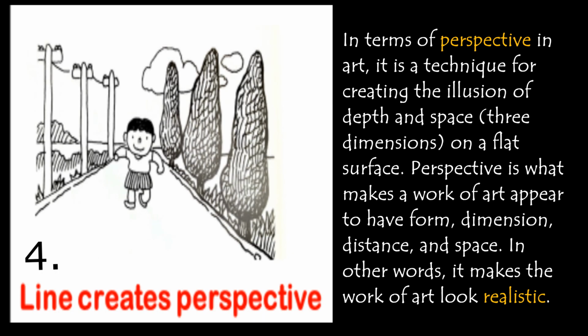Number 4, line creates perspective. In terms of perspective in art, it is a technique for creating the illusion of depth and space, or three dimensions, on a flat surface. Perspective is what makes a work of art appear to have form, dimension, distance, and space. In other words, it makes the work of art look realistic.